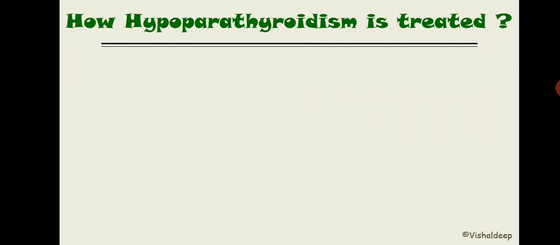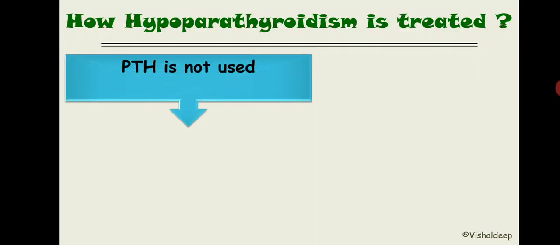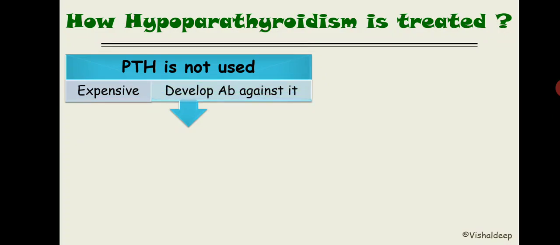If you are thinking we have to give the parathyroid hormone, it's actually not the case. We do not give the parathyroid hormone for its treatment, and the reason is that the hormone is very expensive, and our body develops antibodies against it. So by the time you use this parathyroid hormone 2 to 3 times, the person's circulation already has antibodies against the parathyroid hormone and they prevent its action.